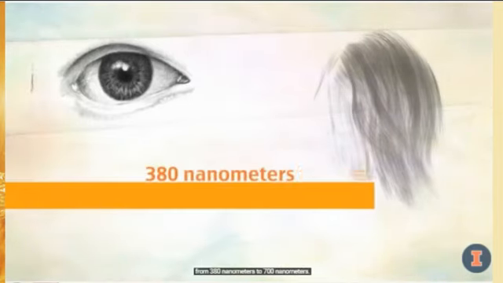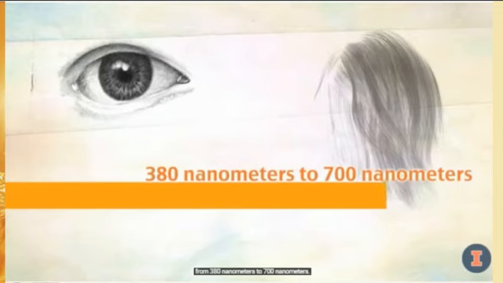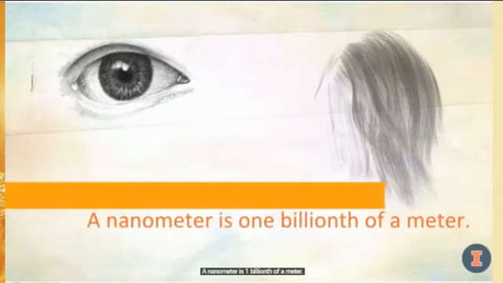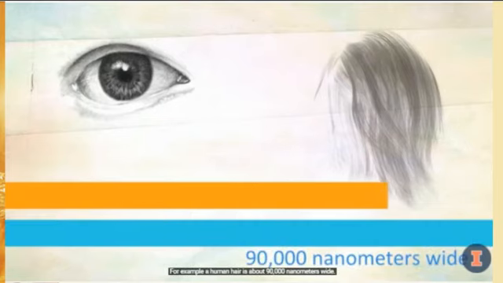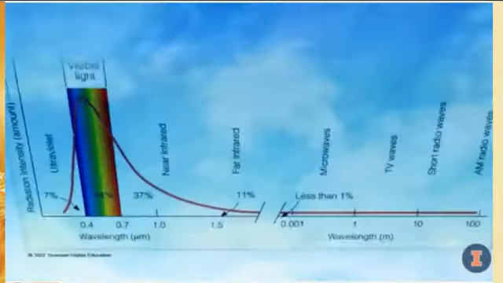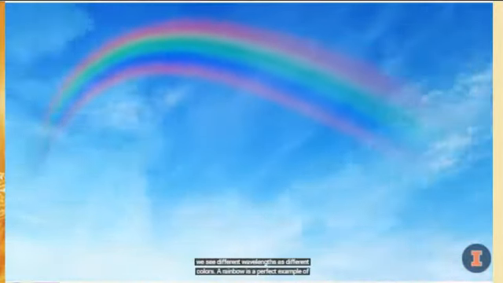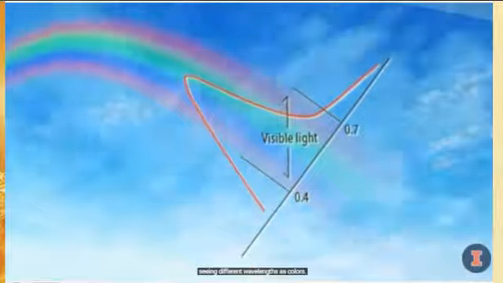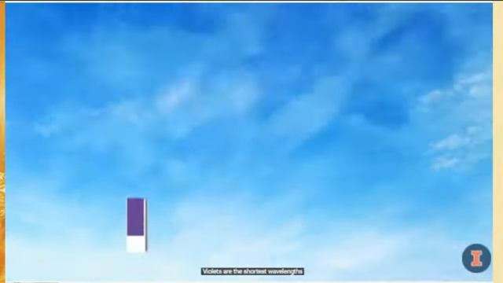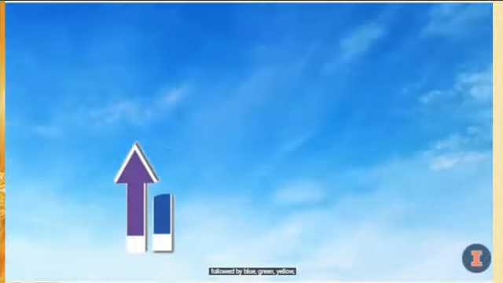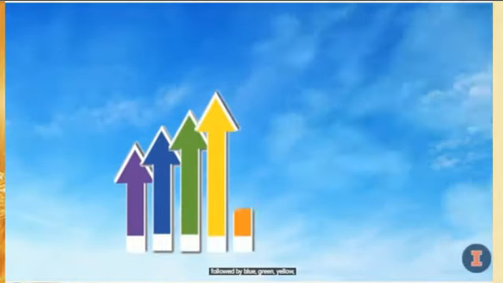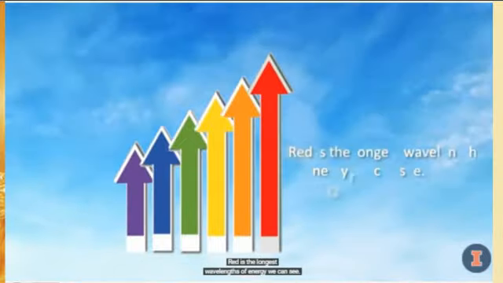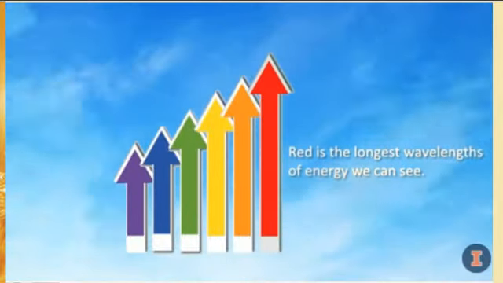Humans can see energy that ranges in wavelength from 380 nanometers to 700 nanometers. A nanometer is 1/billionth of a meter. For example, a human hair is about 90,000 nanometers wide. Within the visible spectrum, we see different wavelengths as different colors. A rainbow is a perfect example of seeing different wavelengths as colors. Violets are the shortest wavelengths, followed by blue, green, yellow, orange, and red. Red is the longest wavelength of energy we can see.